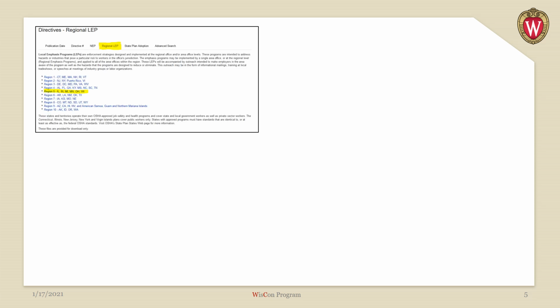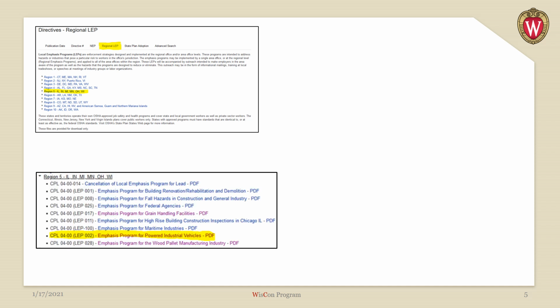Well, as we've seen previously, OSHA will have compliance directives for different targeted hazard areas or standards. So what I would be doing is looking at my listing for my region as far as, let's say, local emphasis program. For Region 5, I noticed that there is a local emphasis program for powered industrial vehicles. I also, in my facility, have powered industrial vehicles.